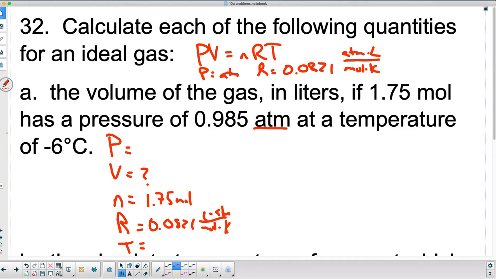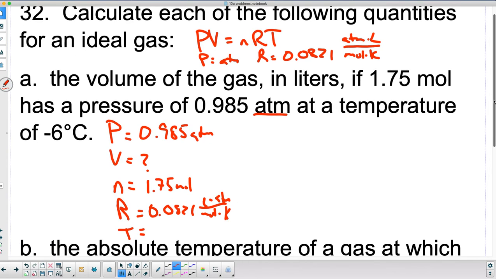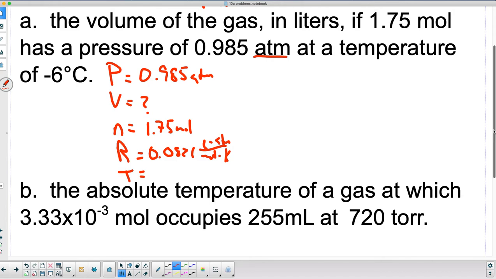And then my pressure is 0.985 atmospheres. Now here's a tricky one. This would be my temperature. My temperature is -6 degrees Celsius, plus 273. So I always put it into Kelvin, and that's going to be 267 Kelvin is my temperature.